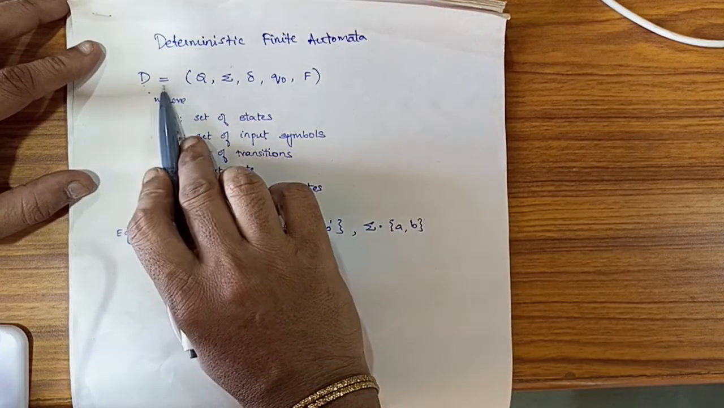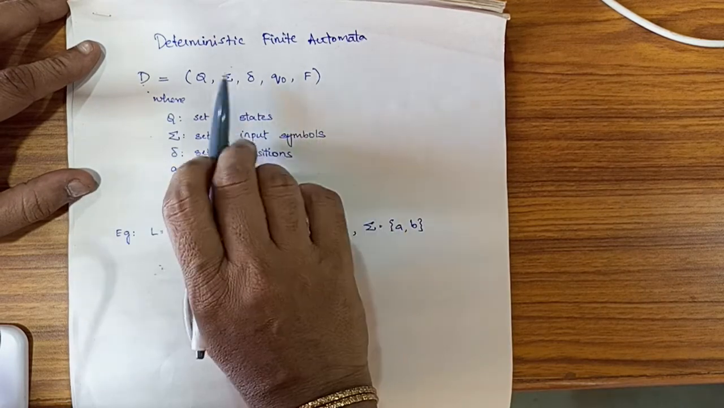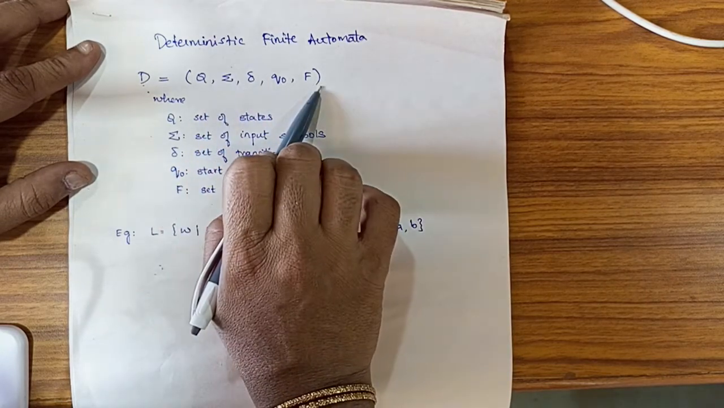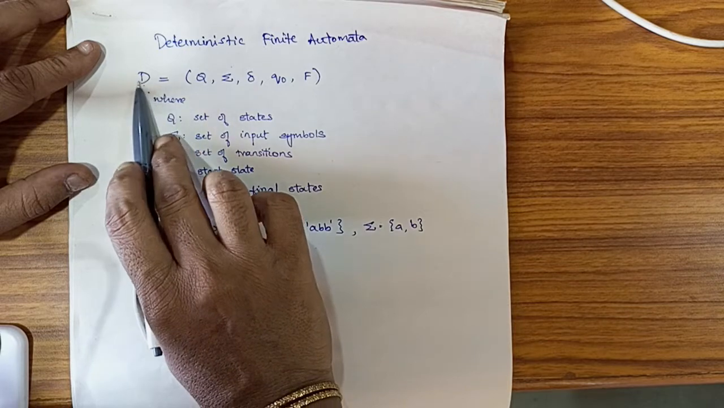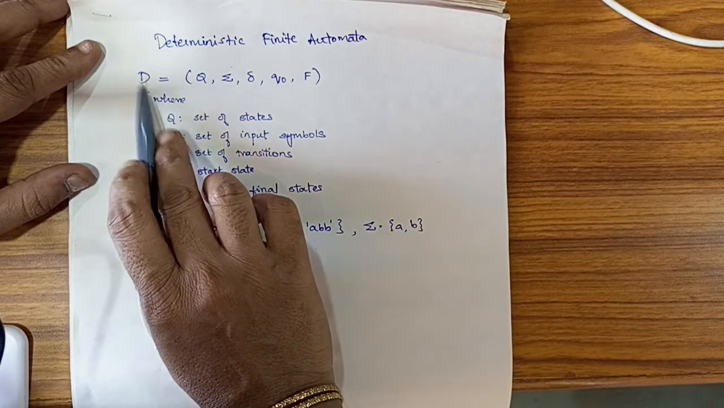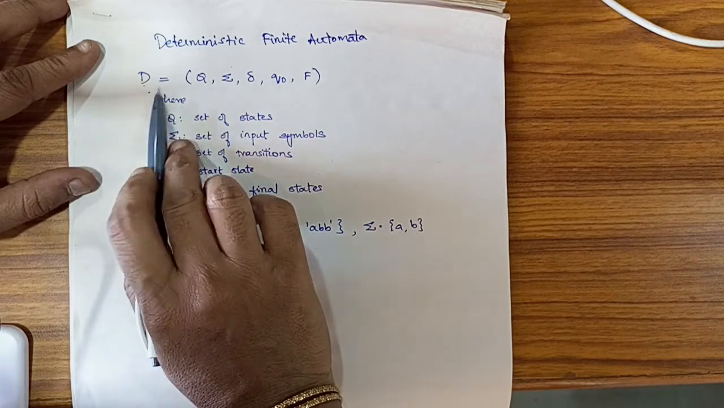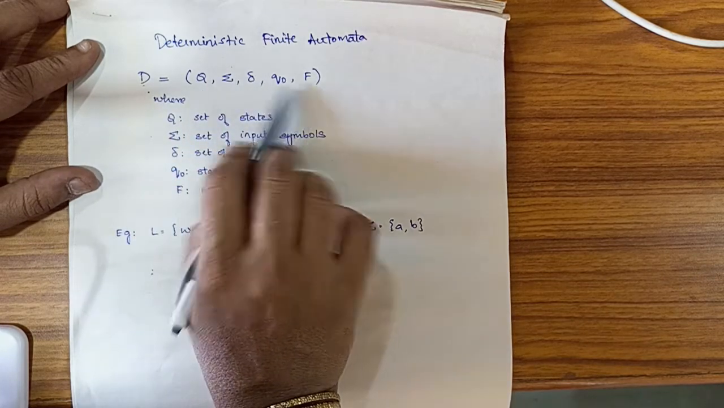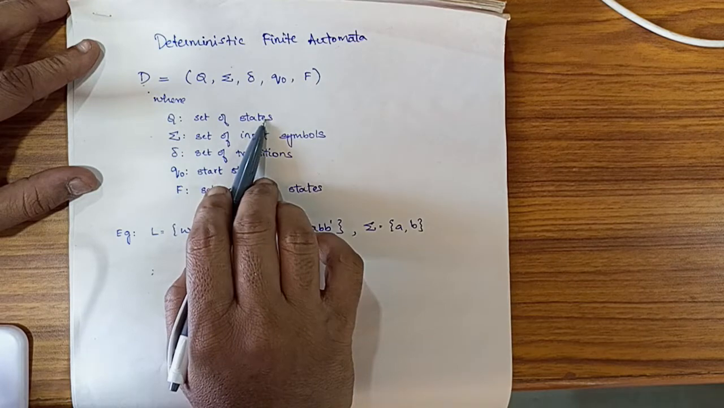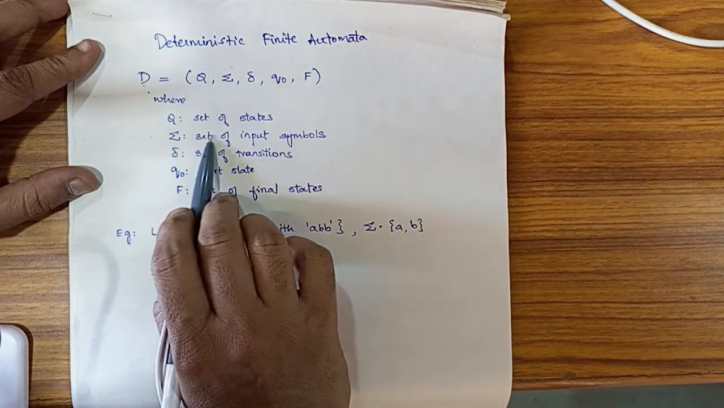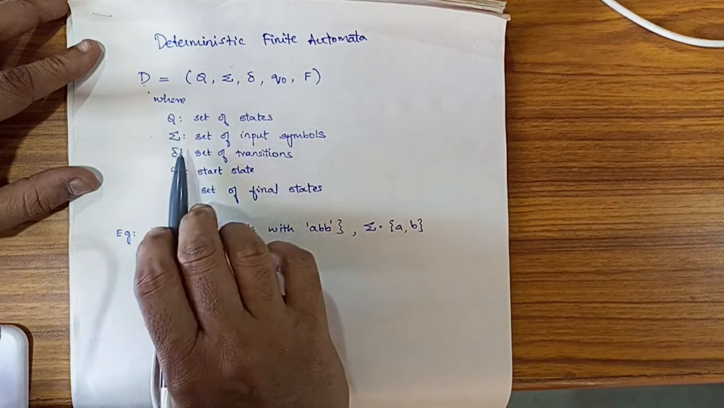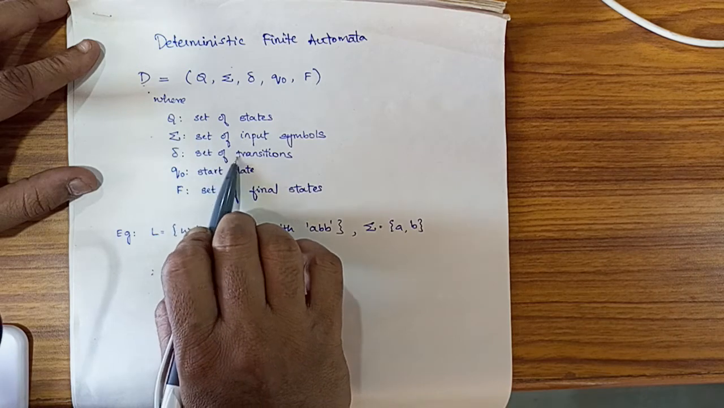I can formally define a DFA as a quintuple, that is, it has 5 elements in its tuple. I can use any letter over here, D, M, A, F, as per your wish. I have used D. Now there are 5 elements over here. Q is the set of states. Sigma is the set of input symbols. Delta is the set of transitions.